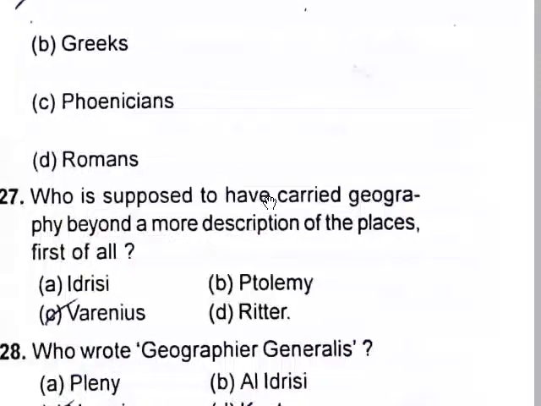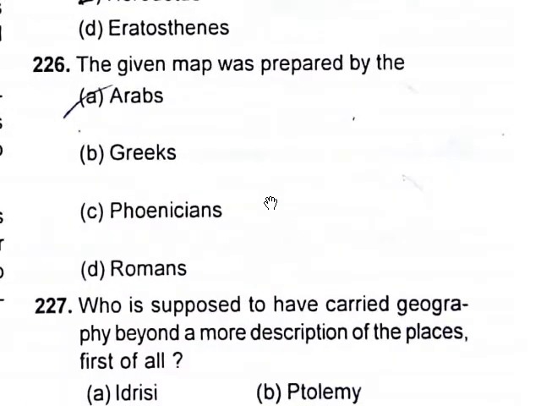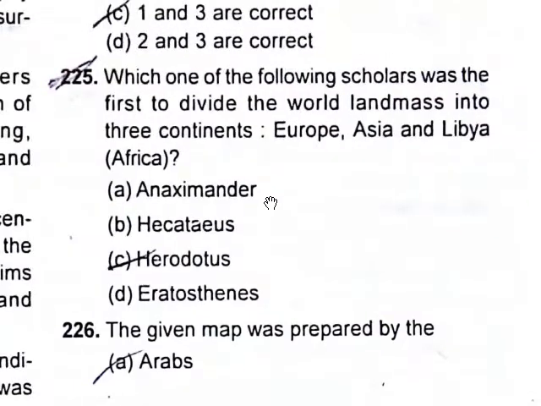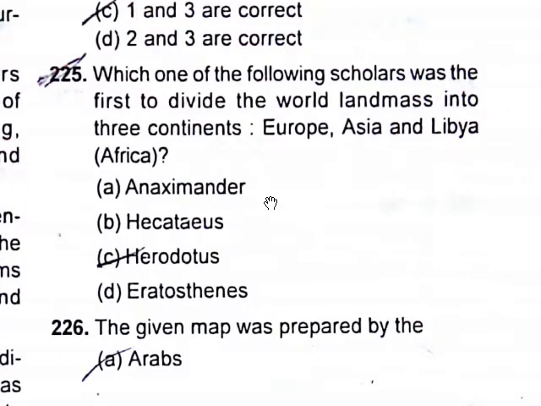It is Varenius. Who wrote Geographia Generalis? It is Varenius. The given map was prepared by the Arabs. Which one of the following scholars was the first to divide the world landmass into three continents, Europe, Asia, and Libya? Herodotus.